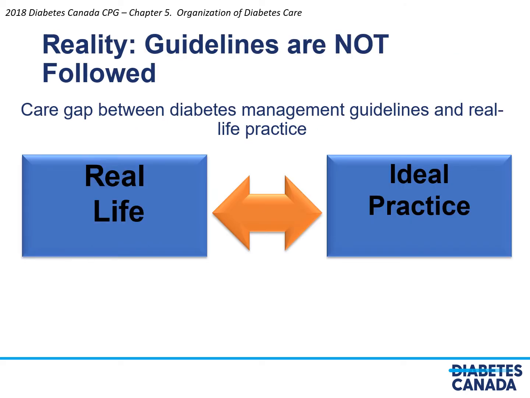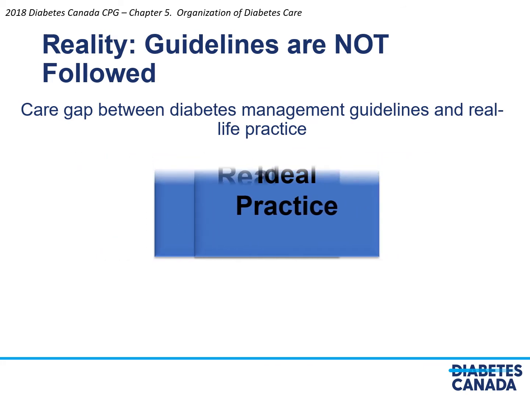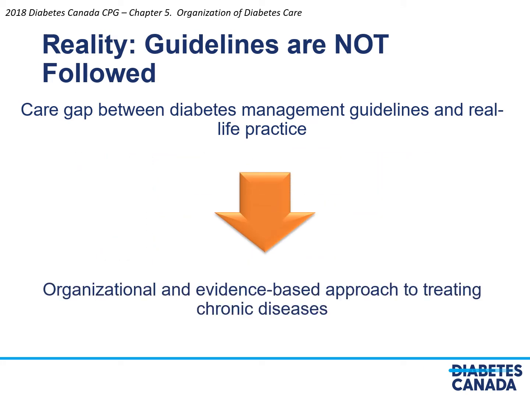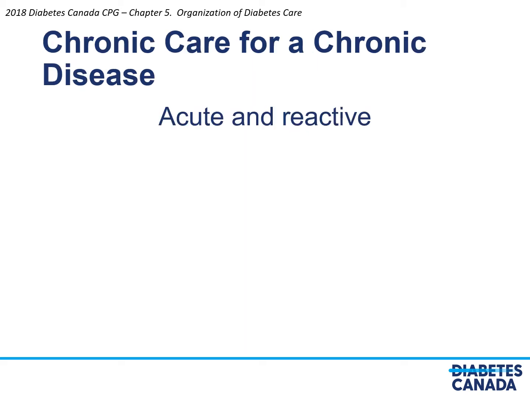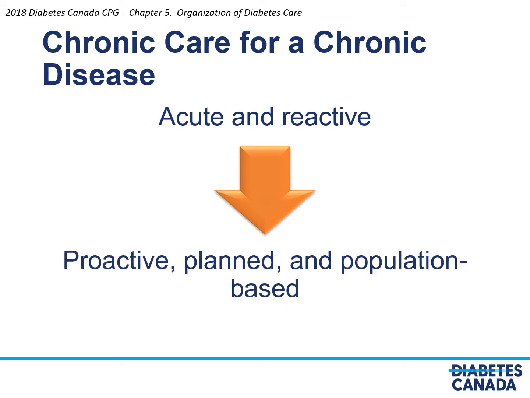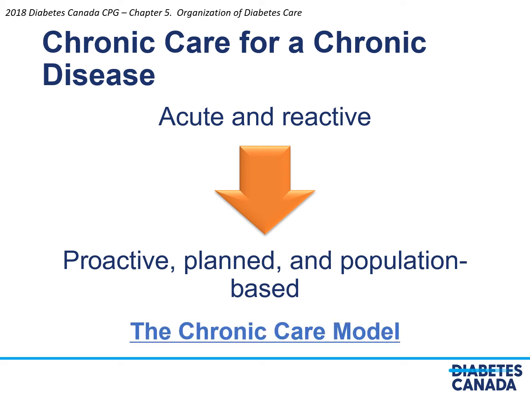In diabetes management, a care gap exists between what is recommended and what is actually done in real-life practice. The chronic care model aims to reduce that gap by using an organizational and evidence-based approach to treating chronic disease. The chronic care model transforms an approach that is acute and reactive to one that is proactive, planned, and population-based.